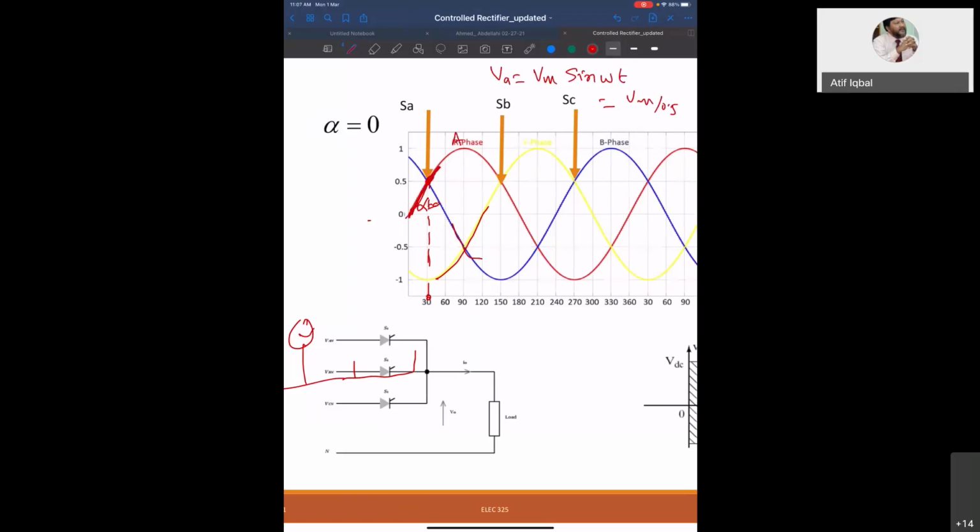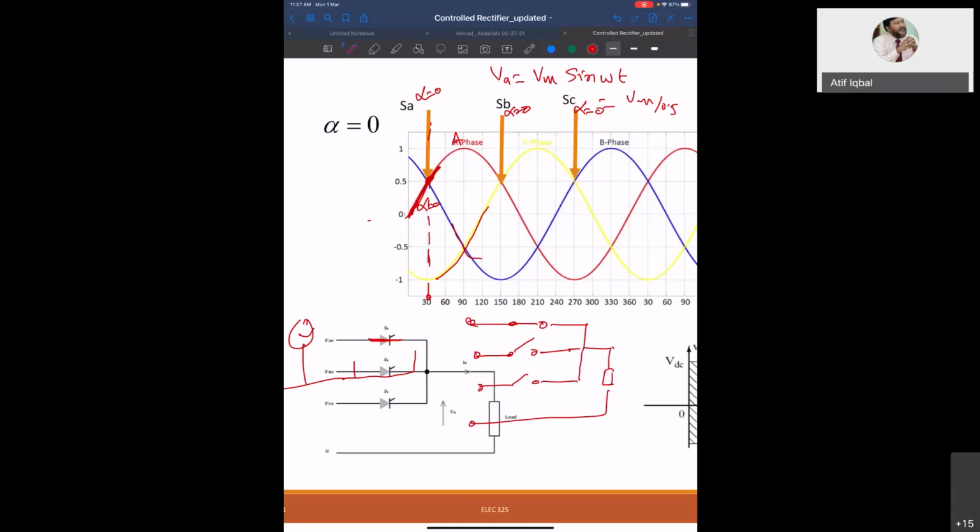So this point is called the reference point. This is called alpha is equal to 0 point for phase A, this is alpha is equal to 0 for phase B, and this is alpha is equal to 0 for phase C. When thyristor A is operating, the other thyristors are off. So this is how the switching diagram will look like.